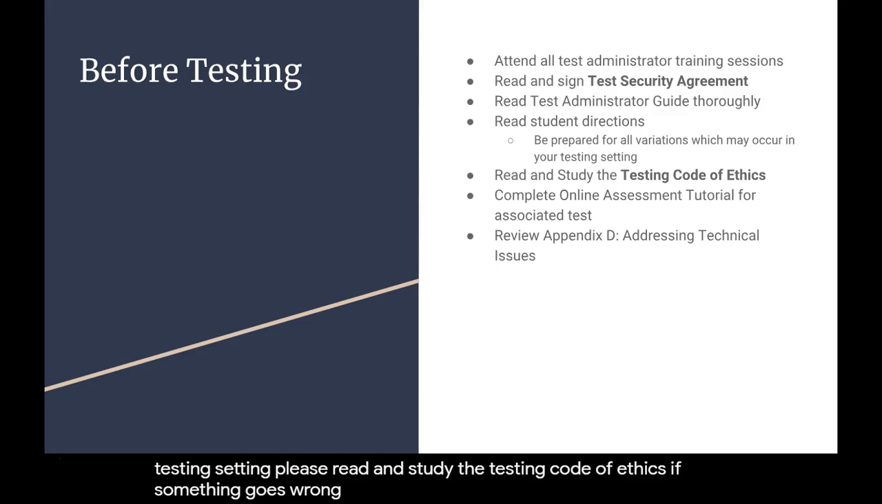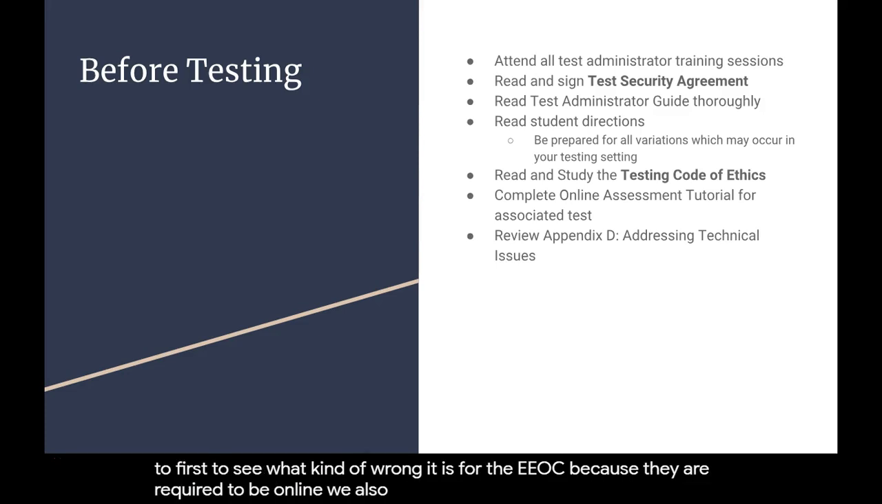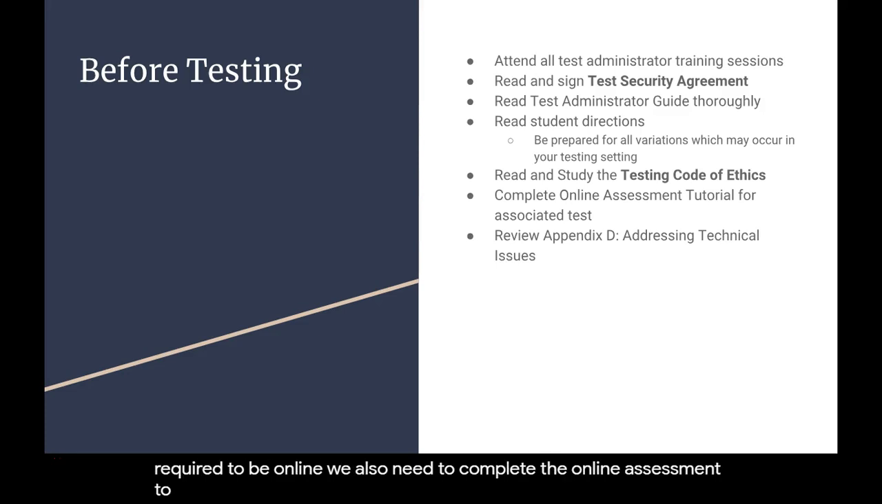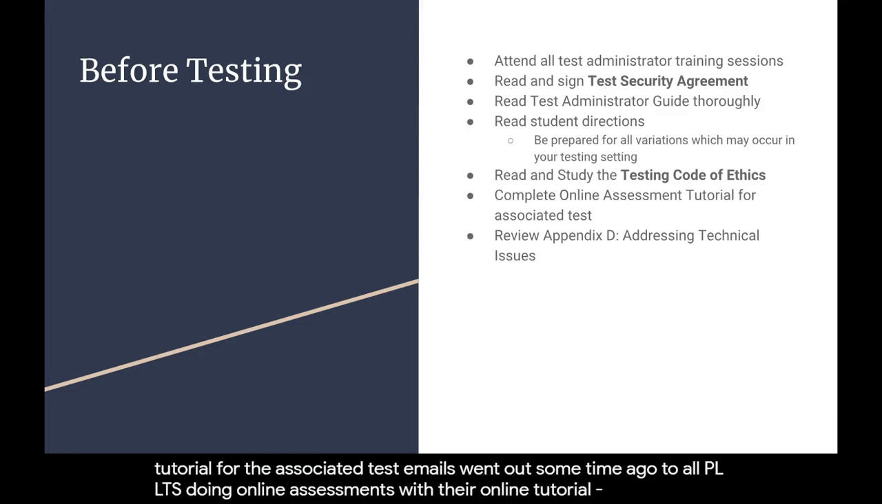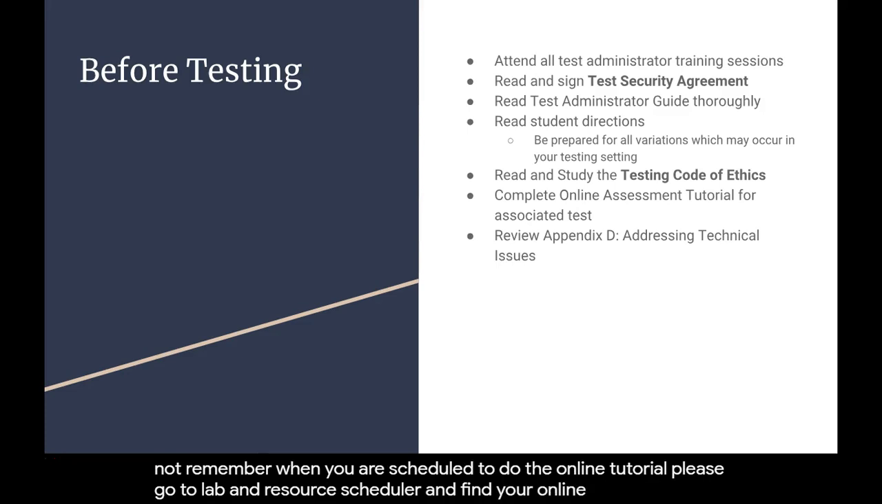If something goes wrong in your room, this is the document that we refer to first to see what kind of wrong it is. For the EOC, because they are required to be online, we also need to complete the online assessment tutorial for the associated test. Emails went out some time ago to all PLTs doing online assessments with their online tutorial date. If you do not remember when you are scheduled to do the online tutorial, please go to Lab and Resource Scheduler and find your online tutorial date.